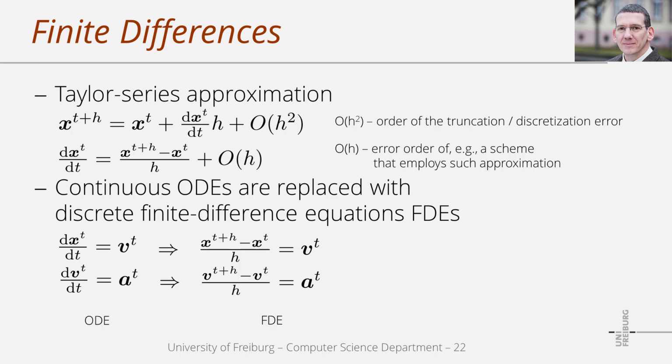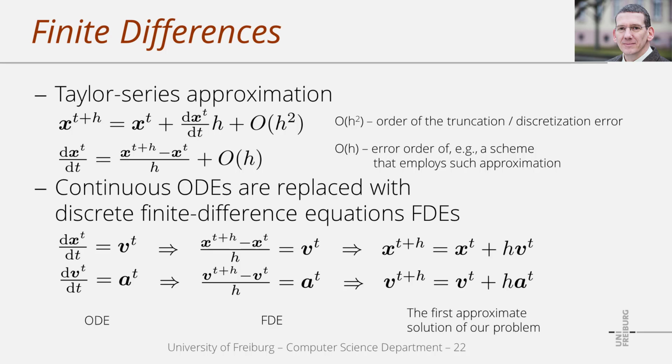When we look at these two equations, we see that they contain quantities at time t and at time t plus h. We know x of t, v of t, and a of t, while x of t plus h and v of t plus h are unknown. And we remember that it is actually our goal to compute the particle position and its velocity at time t plus h based on known particle quantities at time t. Now this goal can be achieved by solving both equations for the respective unknown at time t plus h.